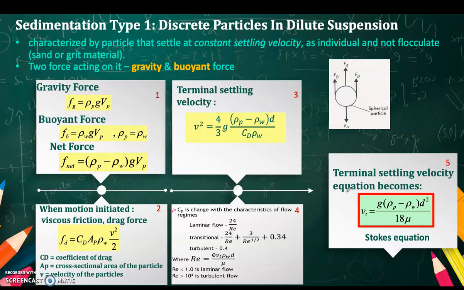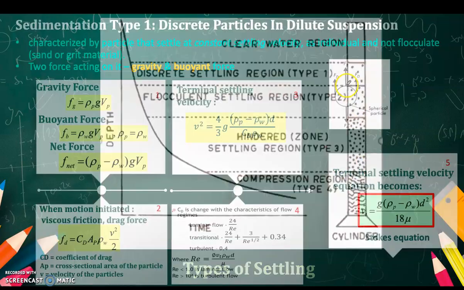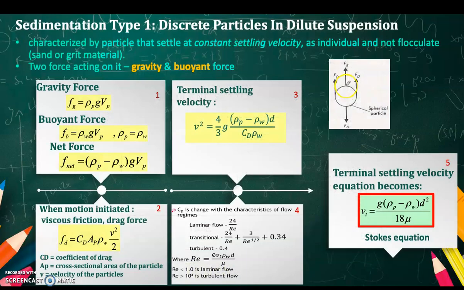So we go one by one. First, we look at how to treat every type of settling. We go to type 1, which is discrete particles in dilute suspension. It is characterized by particles that settle at constant settling velocity, as individuals, and do not flocculate. There are two forces on it, gravity and buoyant force. The gravity force is described by this equation.